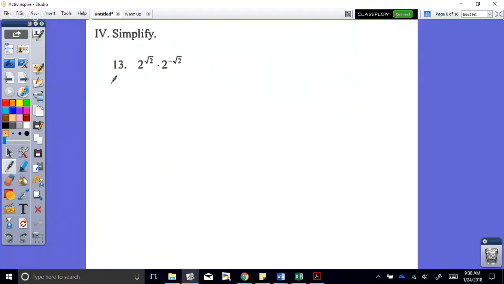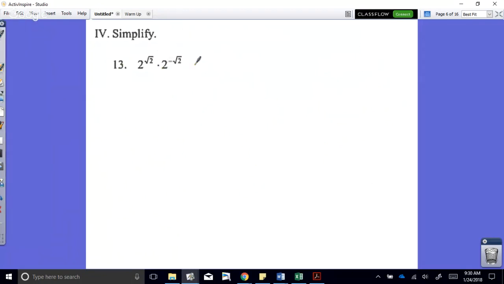Okay, 13, same kind of process as the last one. 2 to the root 2. Multiplying tells me we are going to add the exponents. Sorry, let me rephrase. Root 2 minus root 2 is 2 to the 0. And 2 to the 0, anything to the 0, is just the number 1.